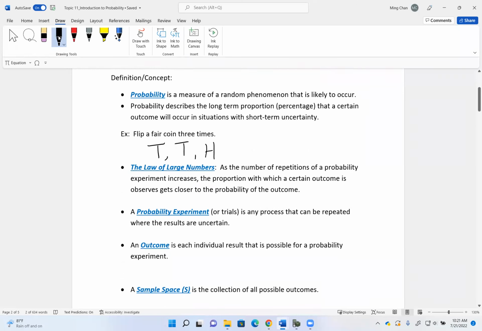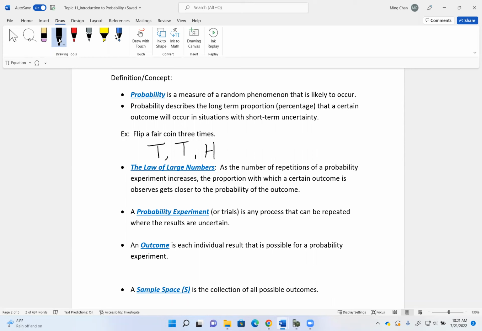This concept is called the law of large numbers. As the number of repetitions of a probability experiment increases, and flipping a coin 3 times is like an experiment, the proportion or percentage with which a certain outcome is observed will get closer and closer to the probability of the outcome. It will get closer to the true outcome.